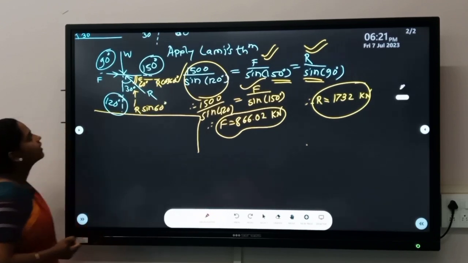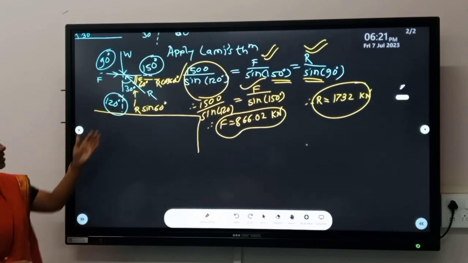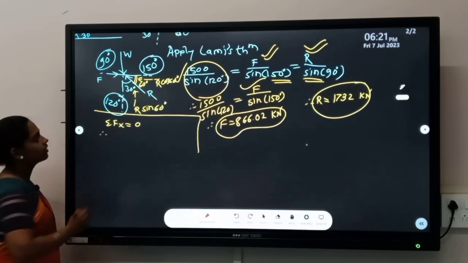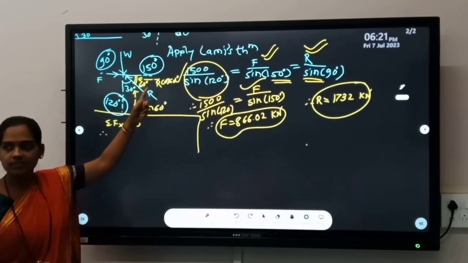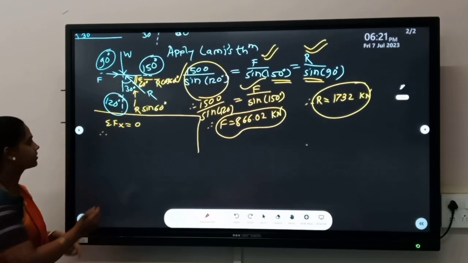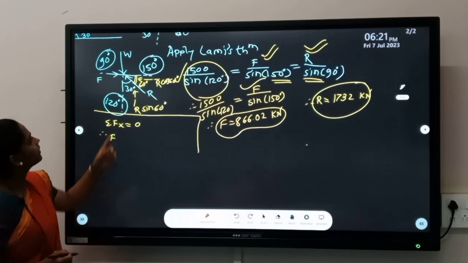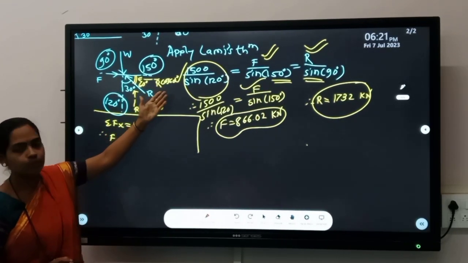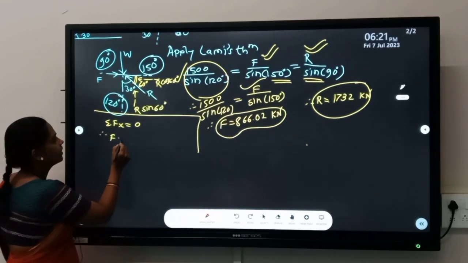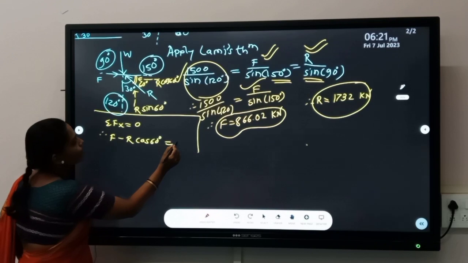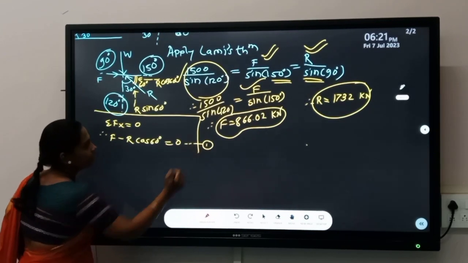Now apply summation Fx is equal to 0. Therefore, consider all the forces along the x-axis by their sign conventions. F is going towards the right hand side, take it as plus F. Then this parameter R cos 60 is going towards the left hand side, that's why minus R cos of 60 degree is equal to 0. Say it as equation number 1.